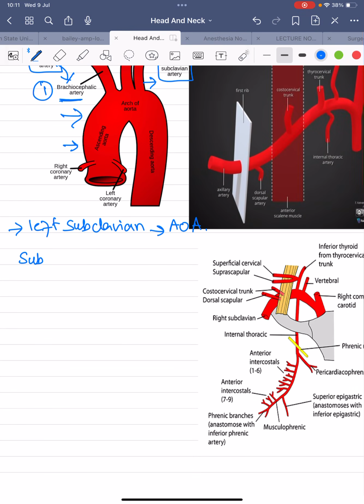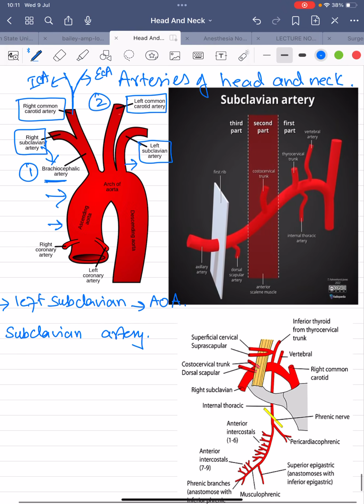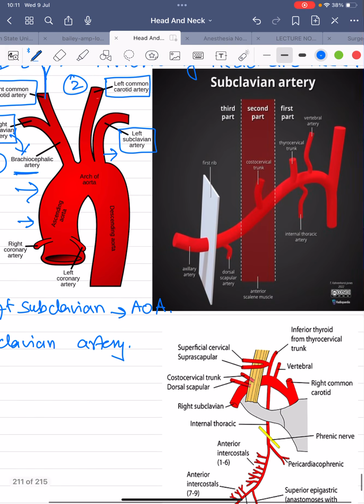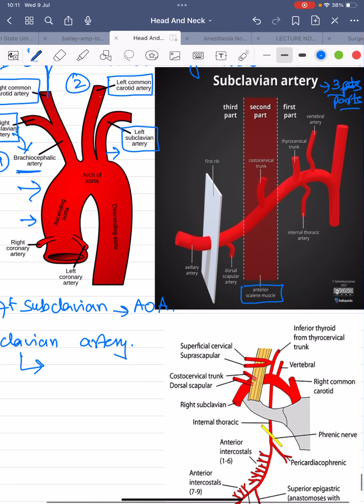Please remember, in this diagram you can easily understand that the subclavian artery is divided into three parts. It is divided into three parts by a muscle known as the anterior scalenus muscle. So the subclavian artery is divided into three parts by the anterior scalene muscle.